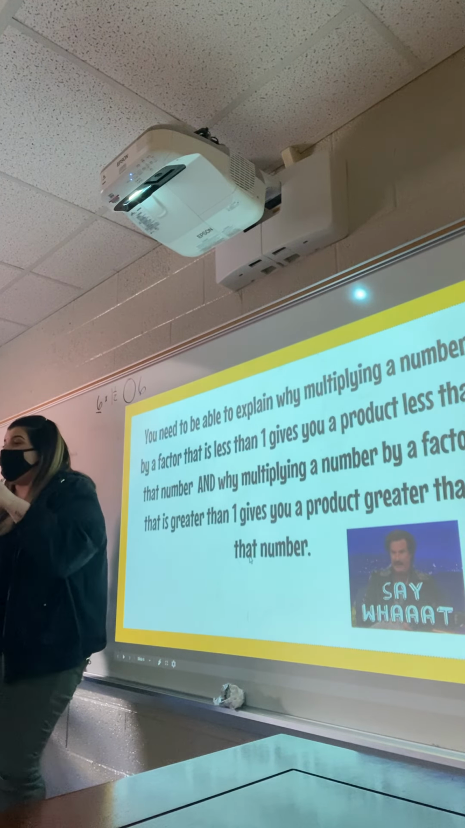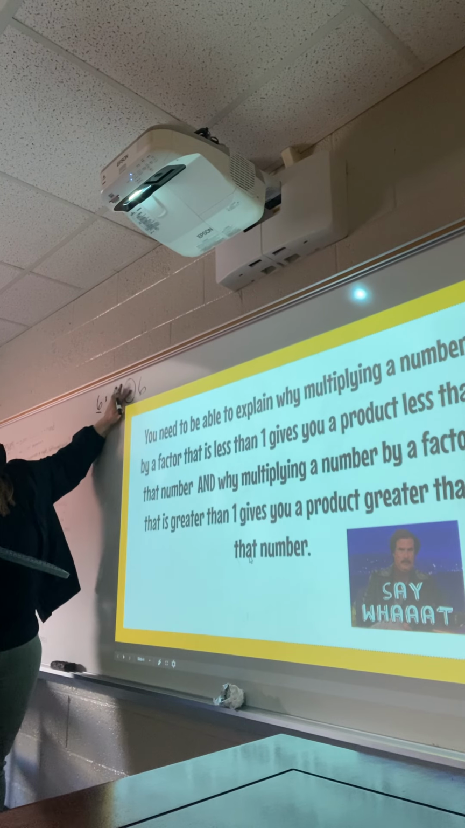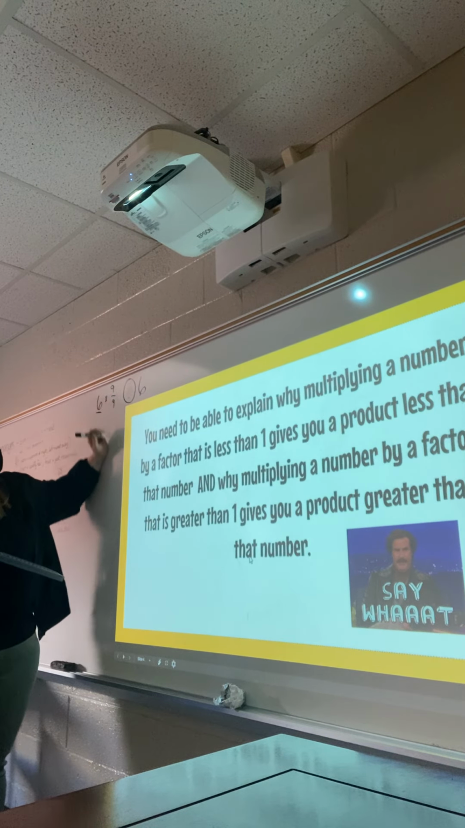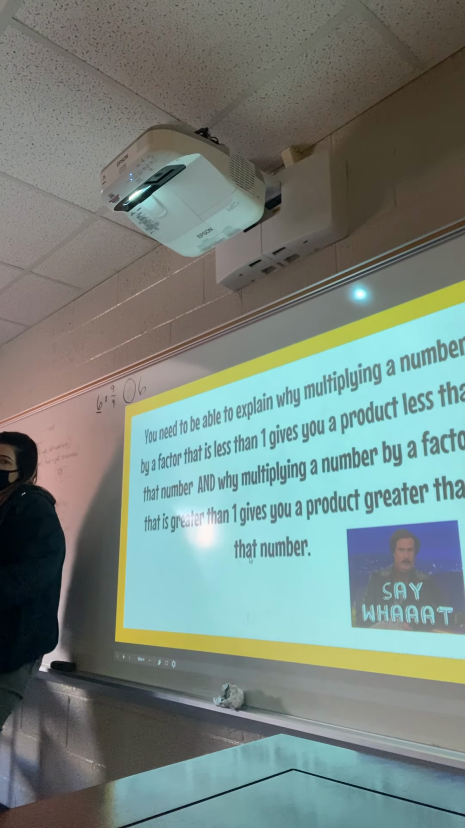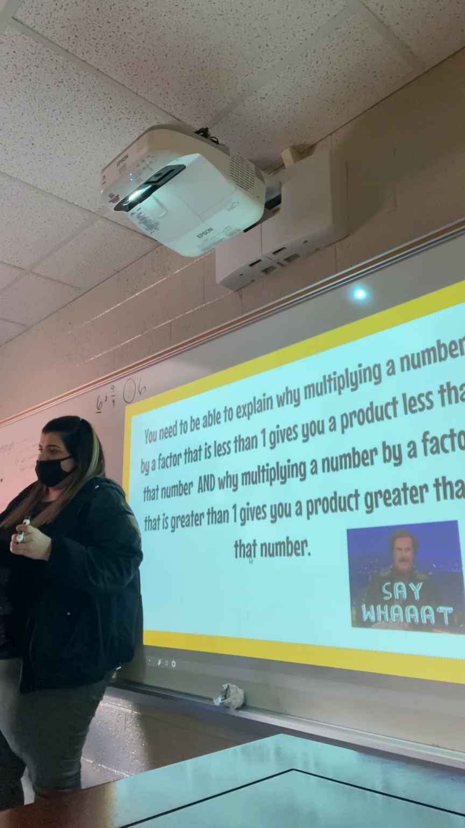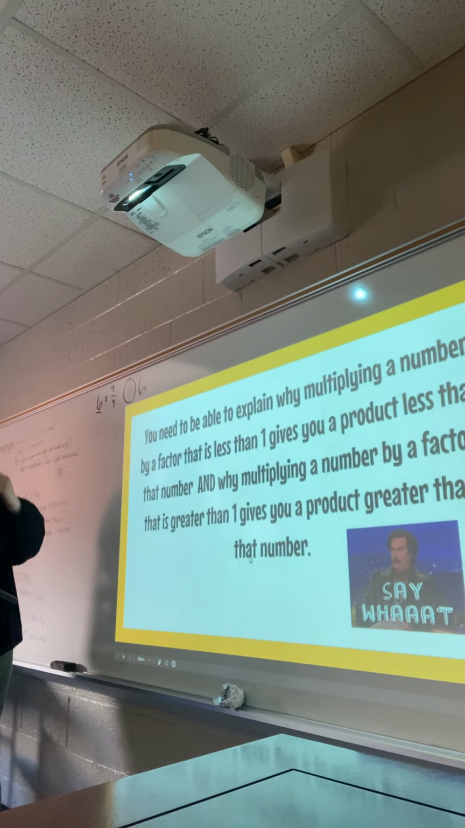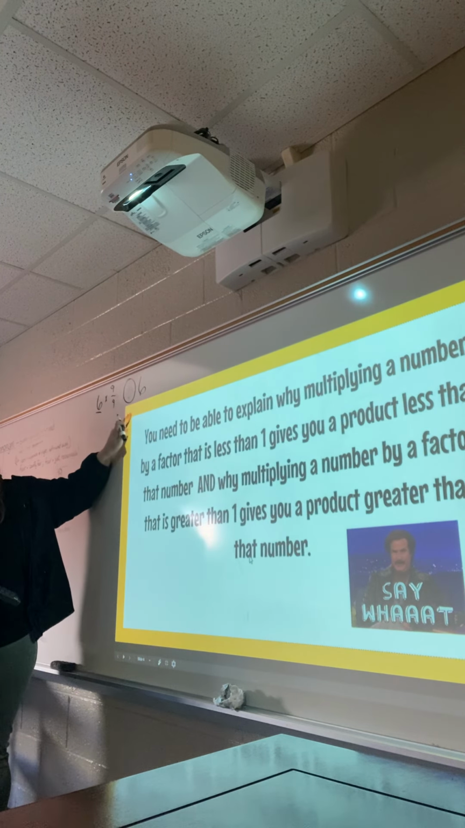My rule also tells me, let's say I have 9 9ths. Greater than, less than, or equal to 1? Equal to 1. What happens if I multiply something by 1? It stays the same. So if I'm looking at this, what do you think it's going to be? Equal to.